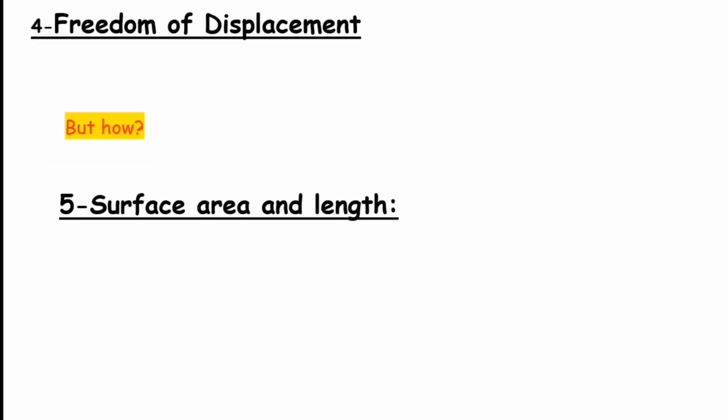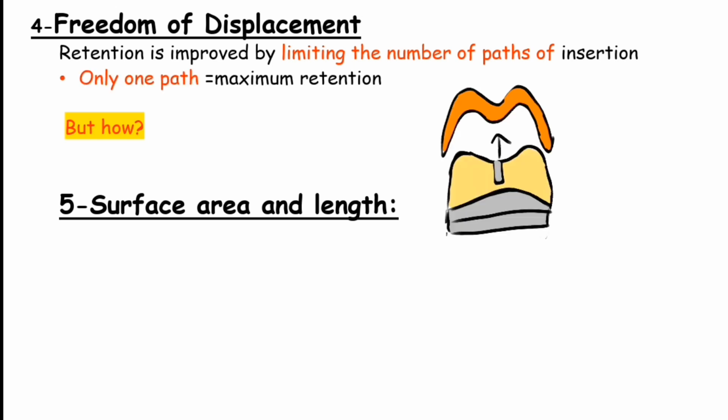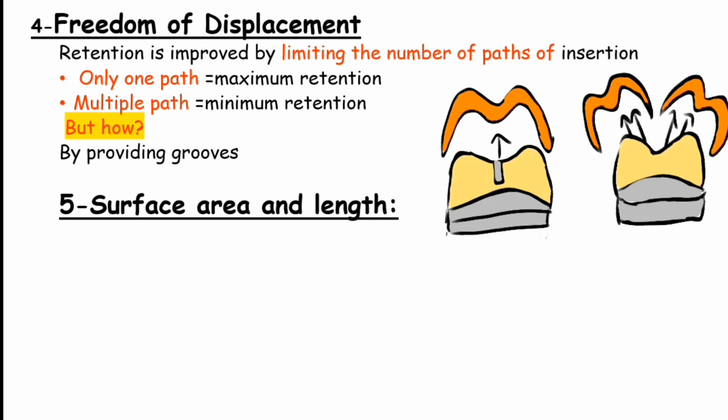Number 4 is freedom of displacement. Retention is improved by limiting the number of paths of insertion. If you see only one path, there will be maximum retention. If there are multiple paths, it will result in minimum retention. So how will you get retention? Of course, by providing grooves. I will give you an example.